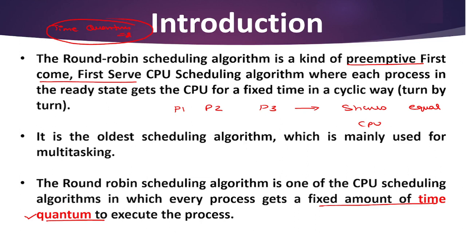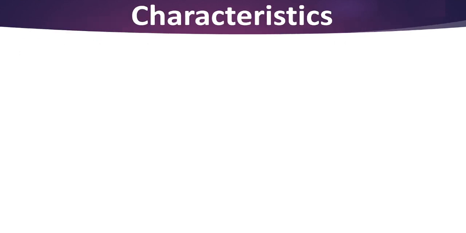This algorithm is very special. Why? Because it removes all the flaws which we detected in previous CPU process scheduling algorithms. All the flaws that we detected in the first come first serve algorithm, the round robin algorithm is there to remove. It is preemptive, so that means it is stoppable, and the reason behind the preemptive nature of this algorithm is the given time quantum. So let's talk about some advantages, disadvantages and characteristics.